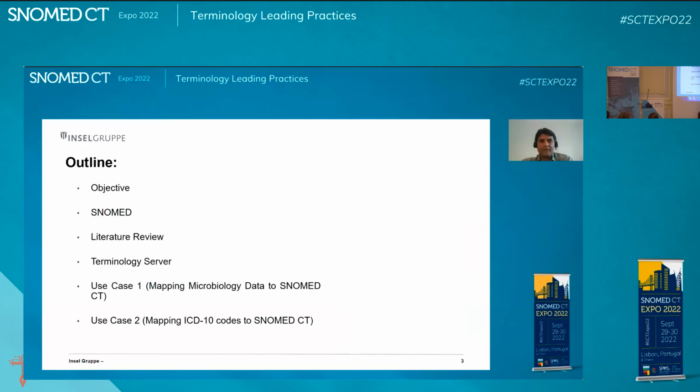Next is an outline of my presentation. The first thing I would like to discuss is the objective, like why the work was needed. Then a brief introduction of SNOMED, and a literature review about mapping and what are the possibilities out there, and then a discussion about the terminology server, and then use cases of mapping our clinical data to SNOMED CT.